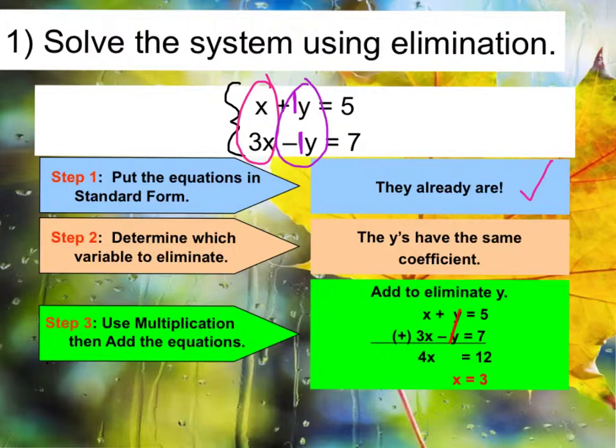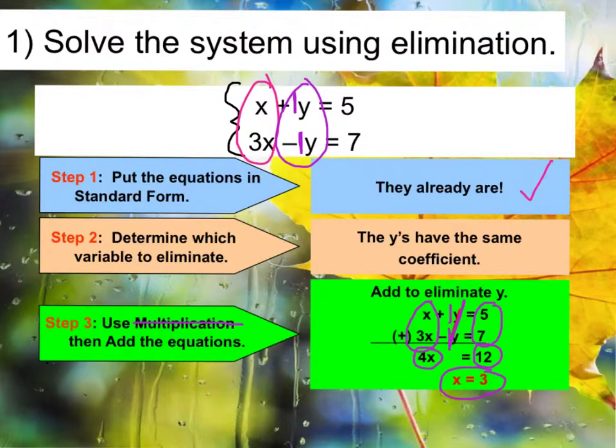So for step 3, we're going to use multiplication and then add the equations. Well, we don't have to use multiplication, remember, because the y's are already opposite. So I'm going to cross out that part. We're just going to have to use addition. And here we're adding the 2 equations. The y's have a 1 and a negative 1, so they become 0 and they eliminate. And then x plus 3x gives me 4x. And then I add 5 and 7 and I get 12. And now I have 4x equals 12. To solve for x, I divide both sides by 4, and x will equal 3.